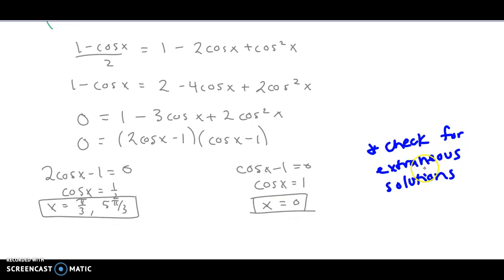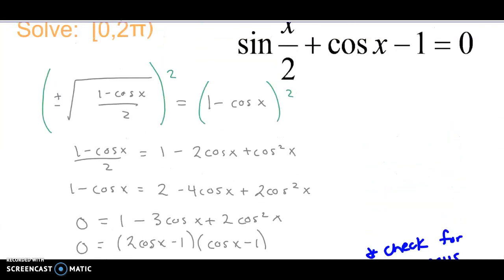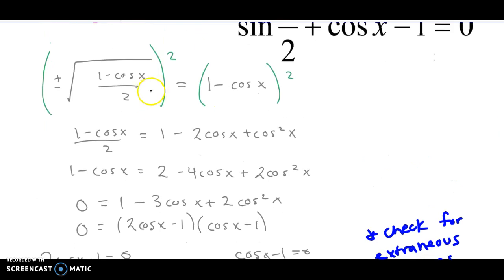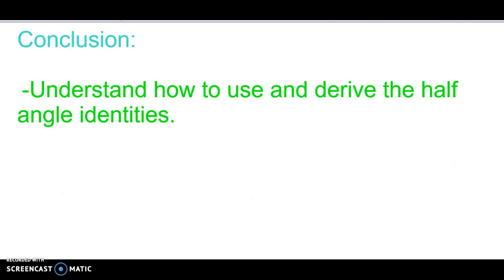Now note here, this is kind of what I was alluding to before. We want to make sure that we check for extraneous solutions, because in the step up here, I squared both sides of the equation. Well, we know in algebra, at least I hope we know, now we will, anytime we square both sides of an equation, we have to check for potential extraneous solutions, because we created that possibility by squaring both sides. But in this case, these are our 3 solutions. All right, make sure we understand how to use and derive the half angle identities.